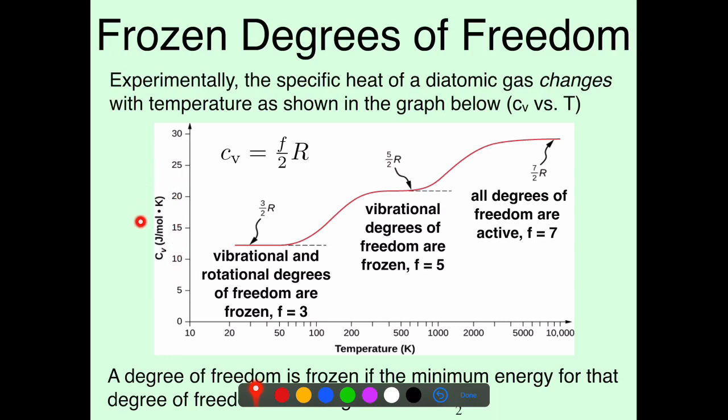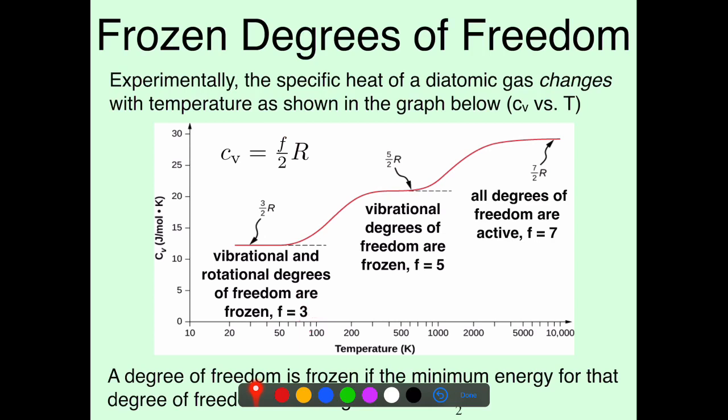So you can measure the specific heat of the gas, and that's what's being plotted out here. And temperature is being plotted on the horizontal axis. So basically we're saying, how does the specific heat change as the temperature changes? So at very, very low temperatures over here, just a couple of Kelvin, just barely above absolute zero, if you measure the specific heat of a diatomic gas, you're actually going to find it comes out to 3/2 R. And that means F, the number of degrees of freedom, is 3.